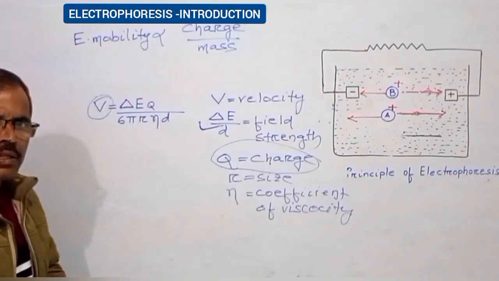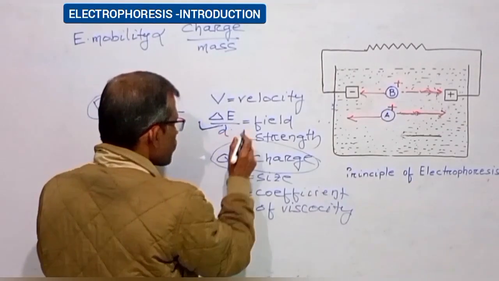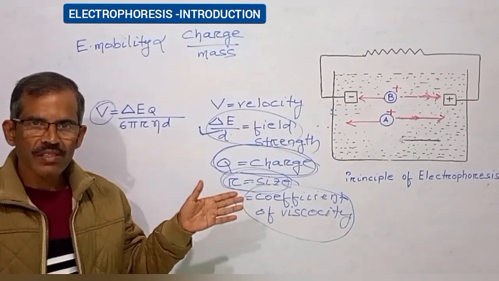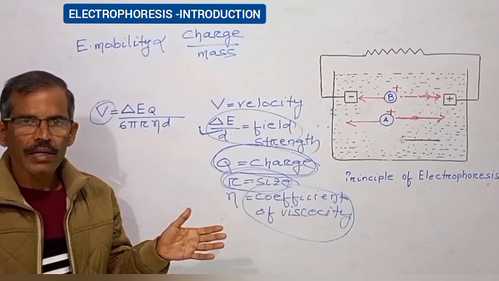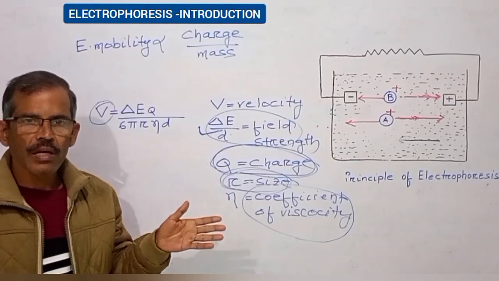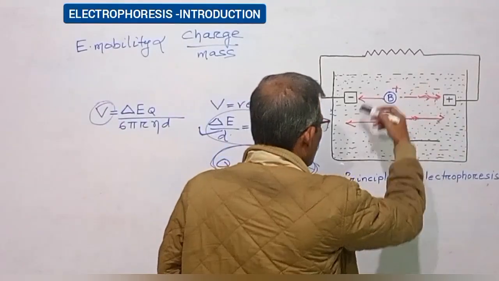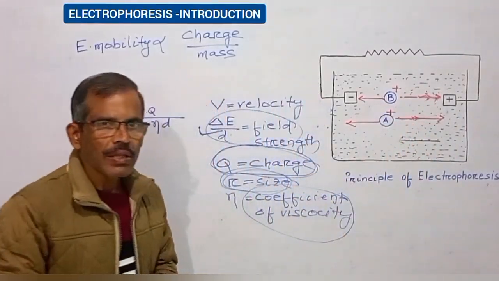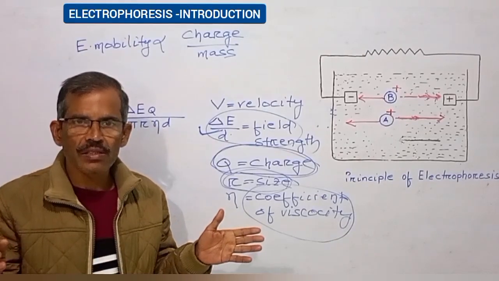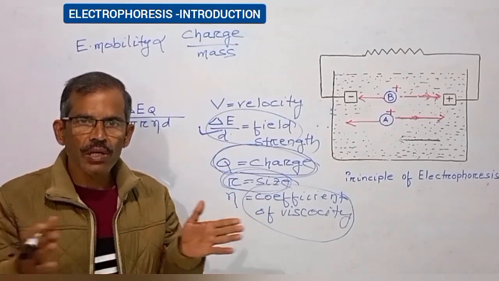From this equation, it is clear that the velocity is directly proportional to the electric field strength and to the charge of the particle. On the other hand, it is inversely proportional to the size of the particle and to the coefficient of viscosity of the suspension medium. When the viscosity of the medium increases, the frictional resistance that acts against the movement of molecules also increases.